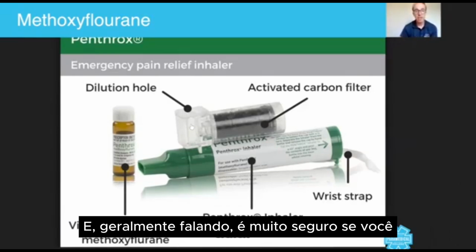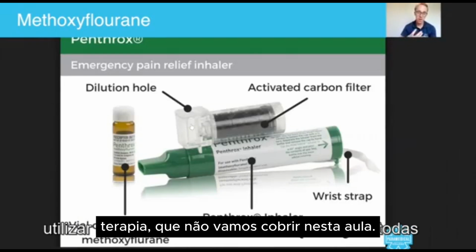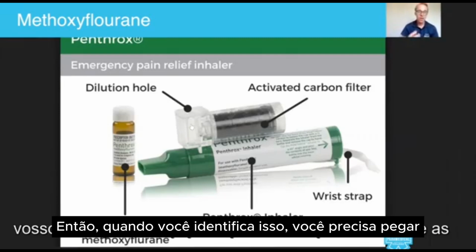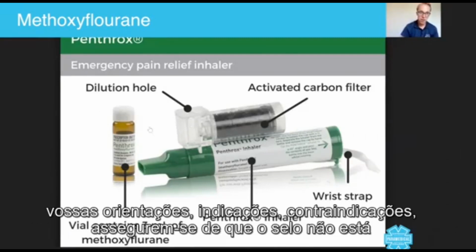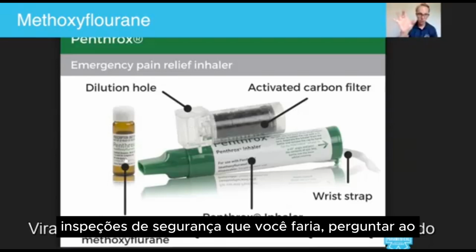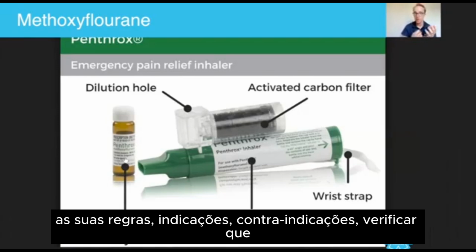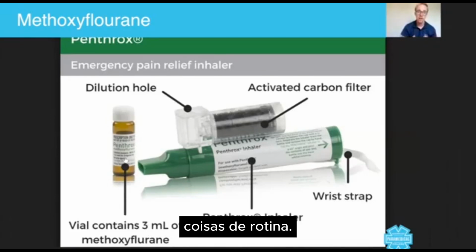And it's generally speaking very safe if you keep it within a certain dosage and therapy, which we're not going to cover in this lecture. So when you've identified that, you need to take the methoxyflurane, open the cap, do all the safety checks that you would do, ask your crewmate. Check it against your guidelines, indications, contraindications, make sure the seal's not damaged, all those usual routine things.